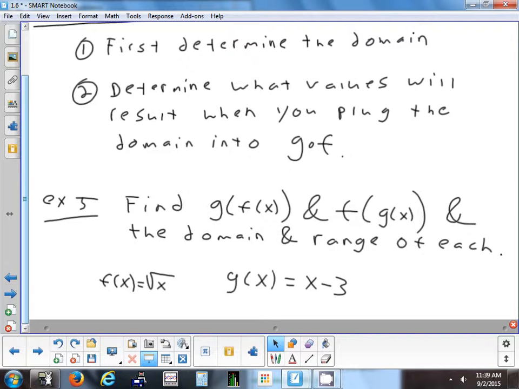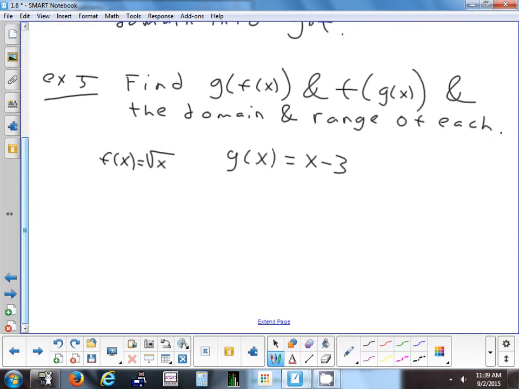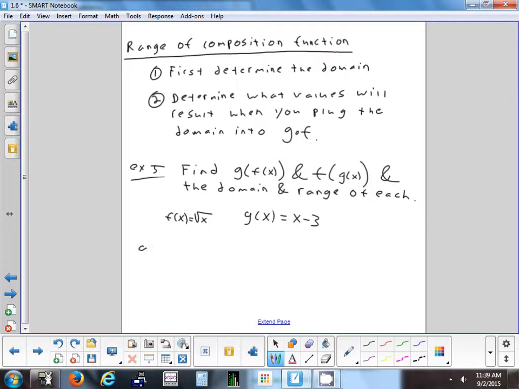All right, so for this one, I'm going to help you guys out with finding f of g and g of f quickly. And then we'll do the domain and range. All right, so let me start with g of f of x. Take function f, plug it into g. Function f is the square root of x, plug it into g. Okay, there's your function.